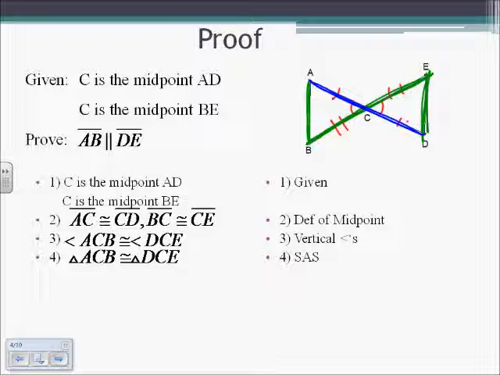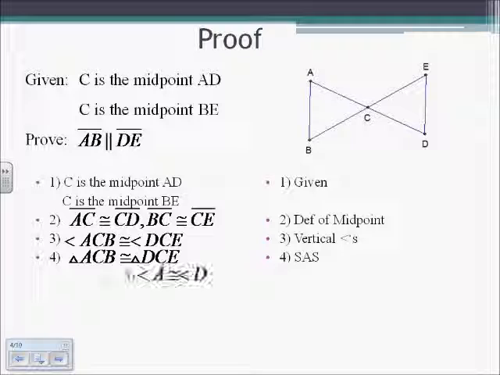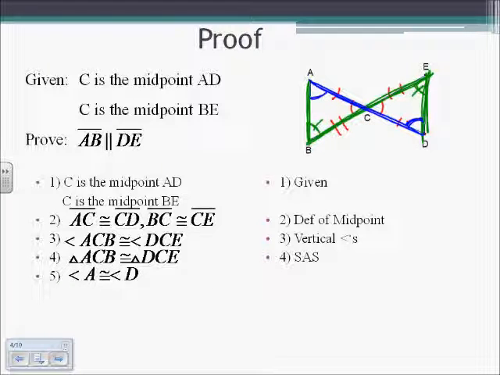And whether I'm talking about the blues or the greens, if I show that, for instance, angle A and angle D are congruent, or if I show that angle B and angle E are congruent, then by the reverse of the Z, when the Z is the alternate interior angles, I will have that the lines are parallel. So let's make the statement here, at least that one of them are congruent. So we're going to stick with the blue, that angle A and angle D are congruent.